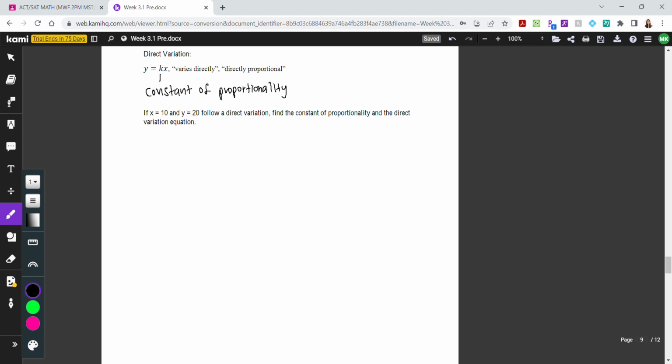So if you look at the example question below, it's like, if x equals 10 and y equals 20 follow a direct variation, right? So normally it's y equals kx. Find the constant of proportionality and the direct variation. So we know y is 20, we don't know what k is, so we're trying to find it, and x is 10. Divide both sides by 10. So now we know that k is going to be 2. And our direct variation equation is going to be y equals 2x. All right, so it's very straightforward.